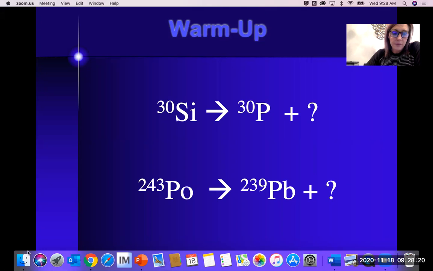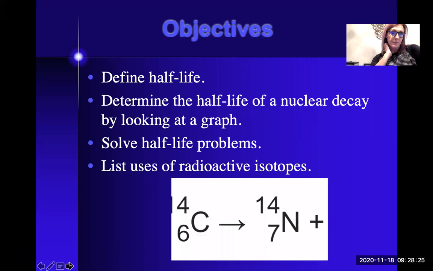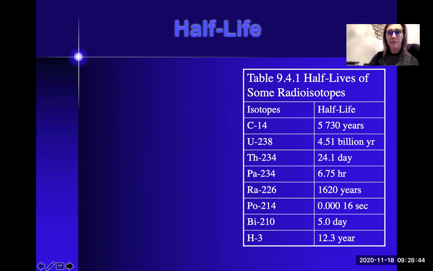Today, we are going to start learning about half-life. So the objectives today: define half-life, determine the half-life of a nuclear decay by looking at a graph, and then solving half-life problems. And use the list of isotopes or radioactive isotopes. So that's the objectives today.